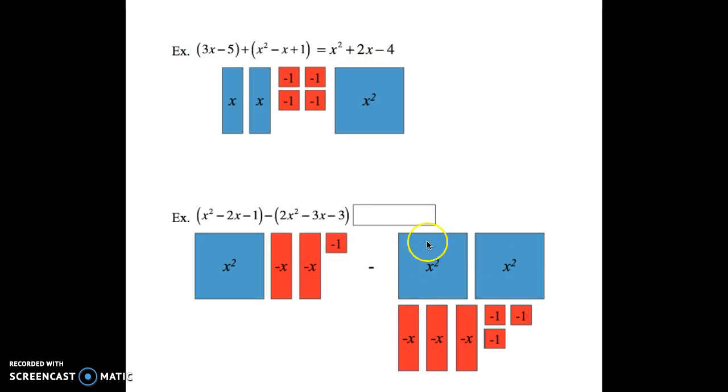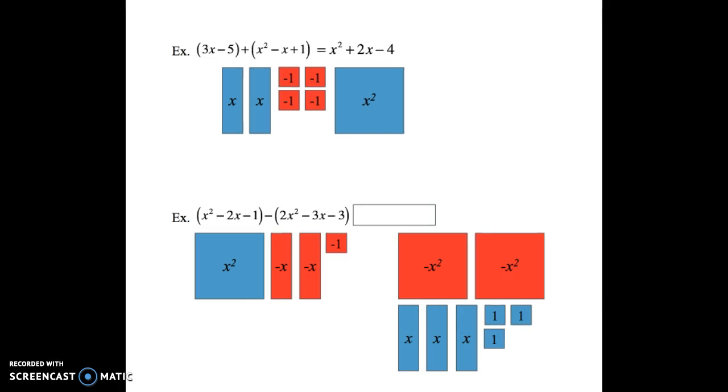In the second example here, what gets a little bit trickier is that we have a subtraction. So we need to think about what happens when I subtract something. So if I'm subtracting 2x squared, that's the same thing as adding negative 2x squared. So I'm going to delete the subtraction, but in order to do that, what needs to happen is that these two positive x squareds need to turn into negative x squareds. And similarly, the negative x's will become positive x's, and the negative ones will become positive ones.